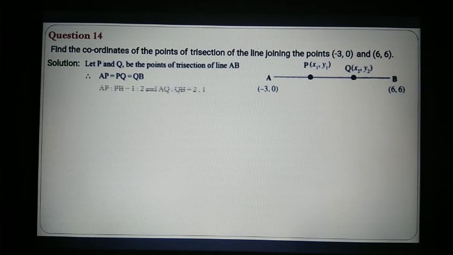Now, we have already seen this kind of problem earlier as well, where instead of trisection we divided the line segment into 5 equal parts. So it's somewhat similar to that.